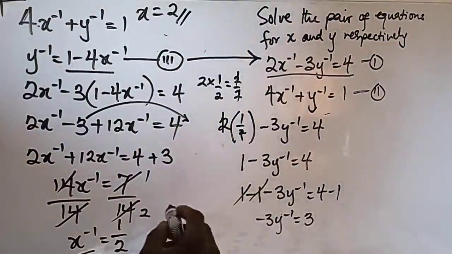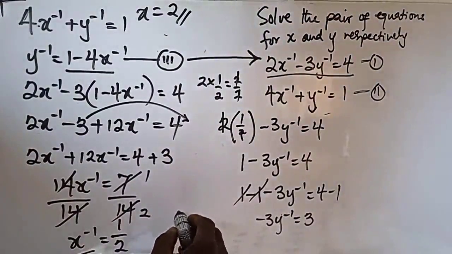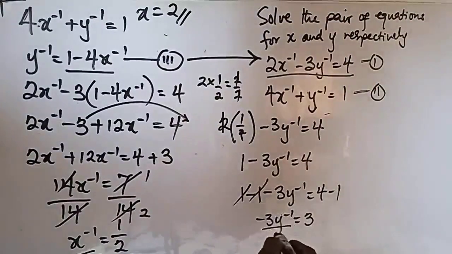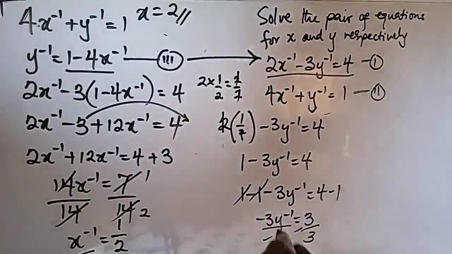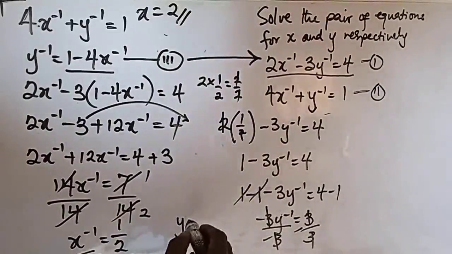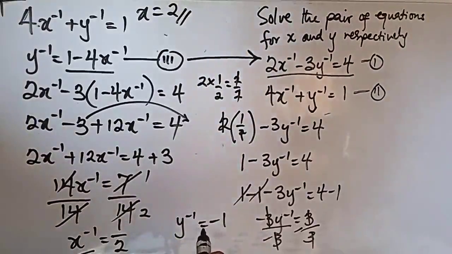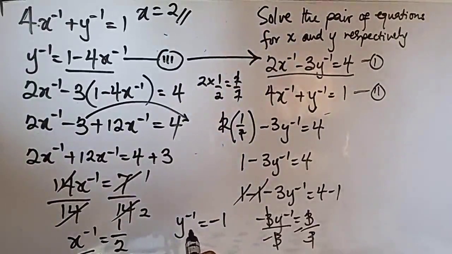So here, let me come up here so that you'll be able to see it from the screen. Here we have that dividing both sides by minus 3. I hope you can see that from the screen. Okay, so this cancels this, so we are left with y raised to minus 1 equals to minus 1.